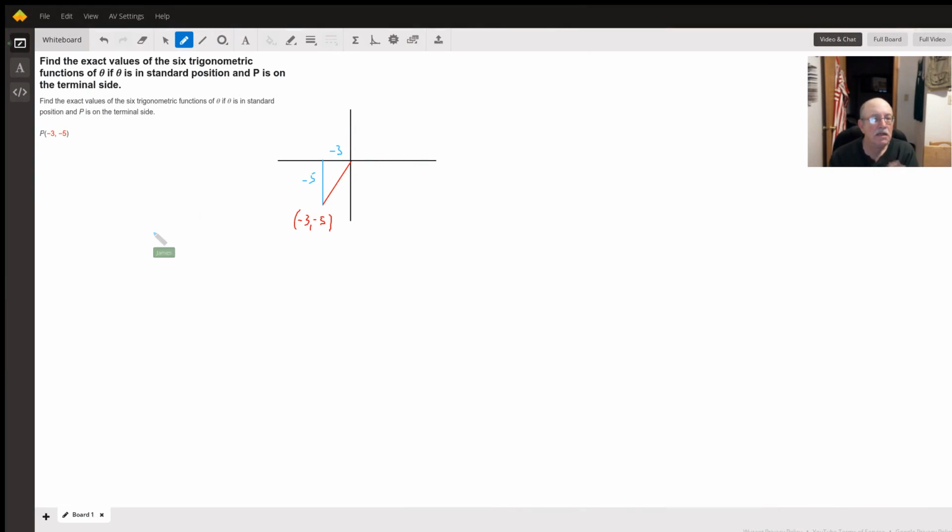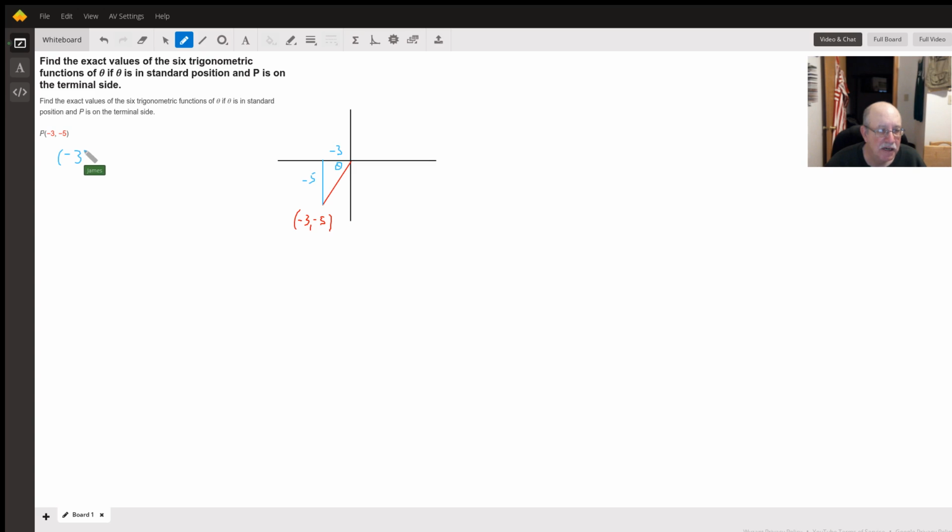Hello. Well, that's our setup. We're going to say this is theta, just to figure out the sines and cosines and stuff. First thing we need to do is find out the length of the hypotenuse. So we'll do the Pythagorean Theorem on that.